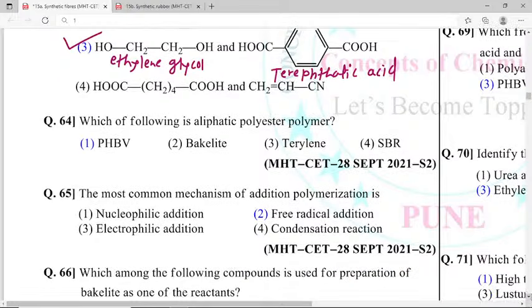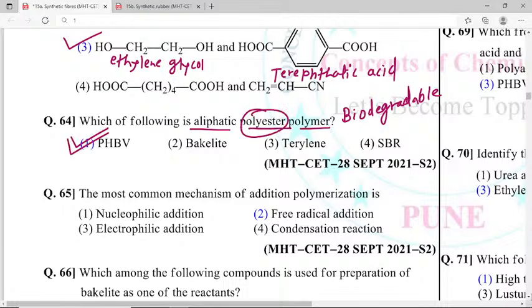Which of the following is an aliphatic polyester polymer? It is again biodegradable. So name the biodegradable polyester. PHBV is the example. PHBV stands for polyhydroxybutyrate covalerate. It is the example of an aliphatic polyester polymer. This is a biodegradable polymer.